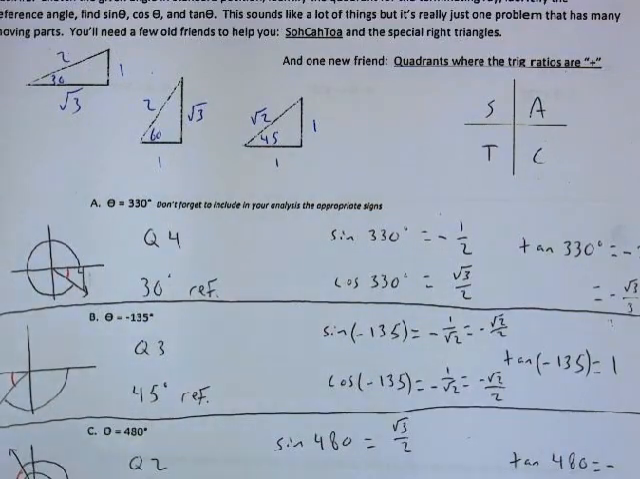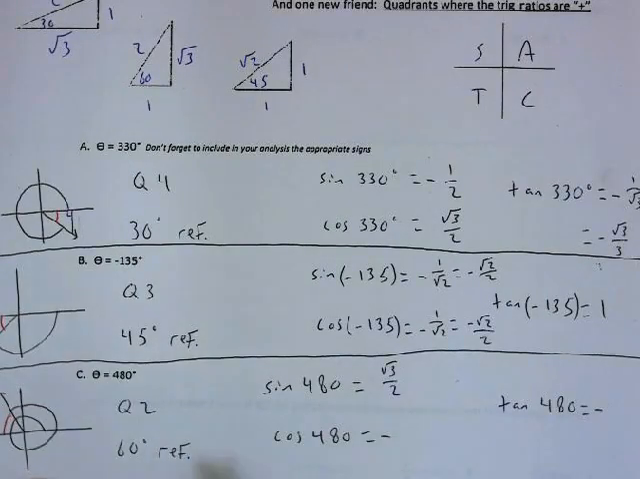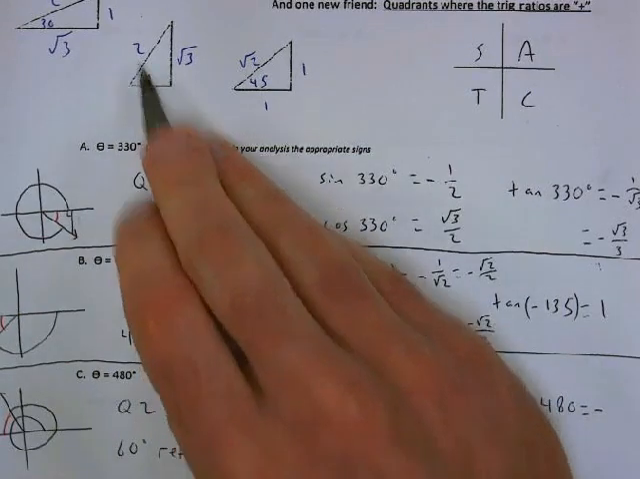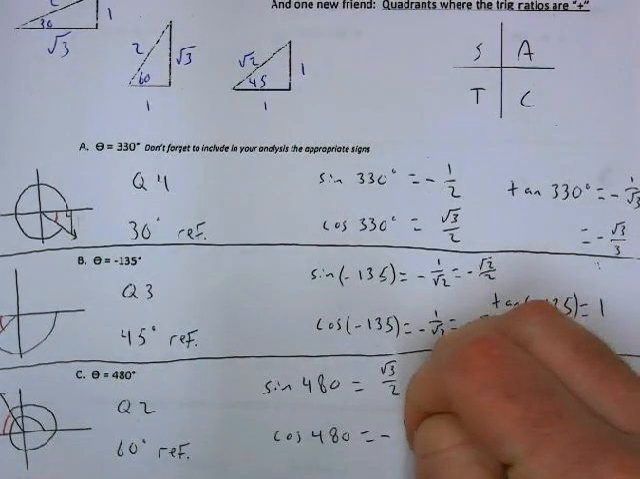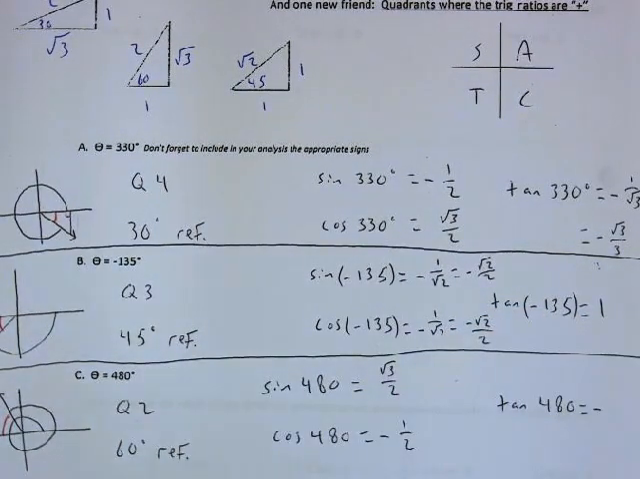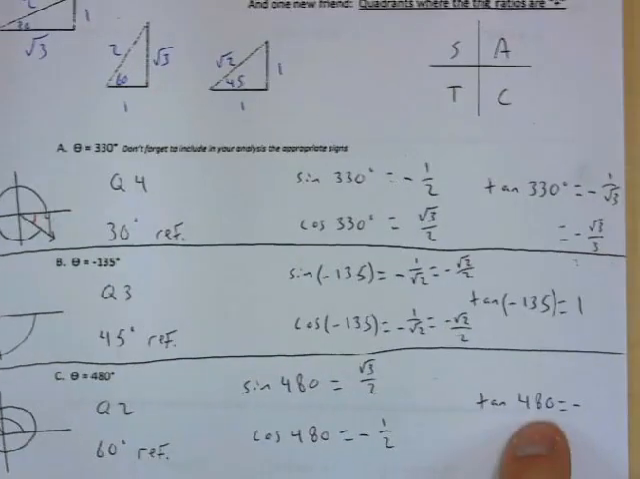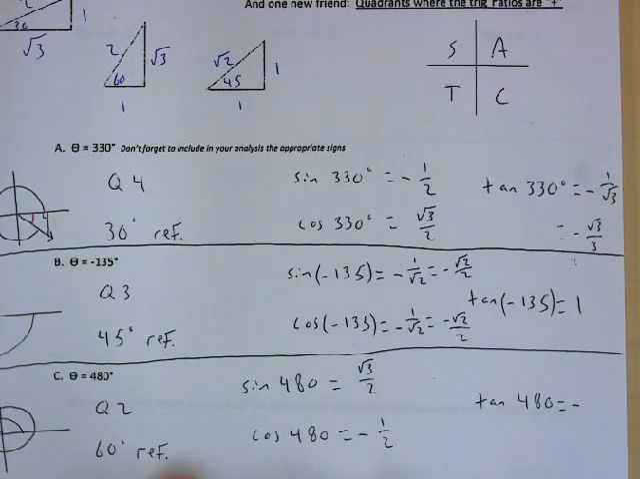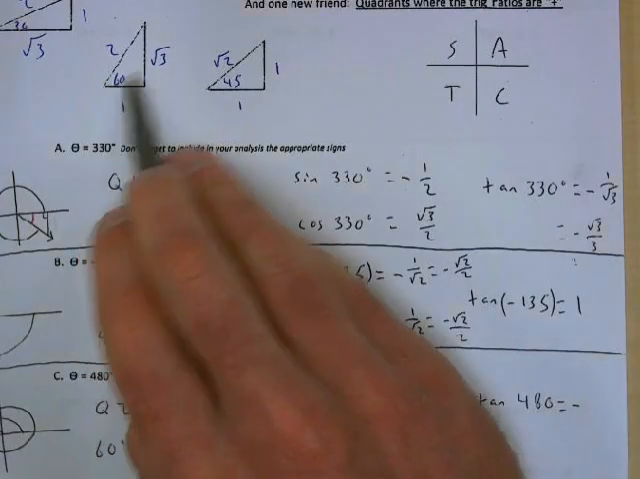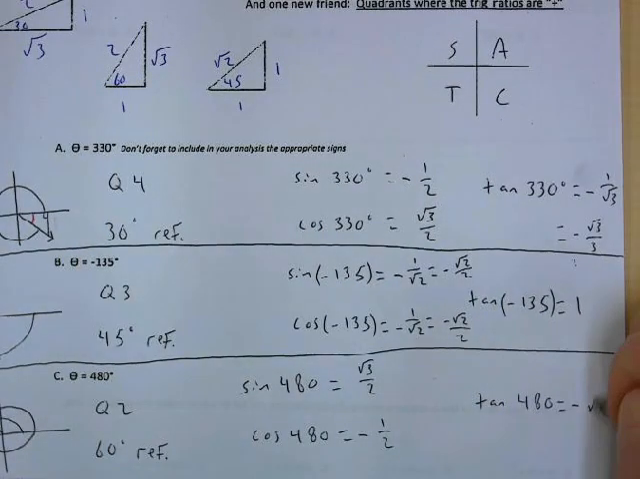Okay, that's done. Next, what is the cosine of our reference angle 60 degrees? Well, 1 over 2. And that one's negative because it's in quadrant 2. And then finally, what's the tangent of 480? Well, what's the tangent of 60 degrees? Root 3 over 1, so just root 3. So we get negative root 3.